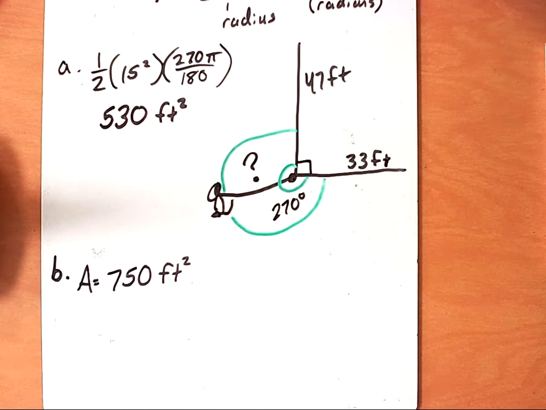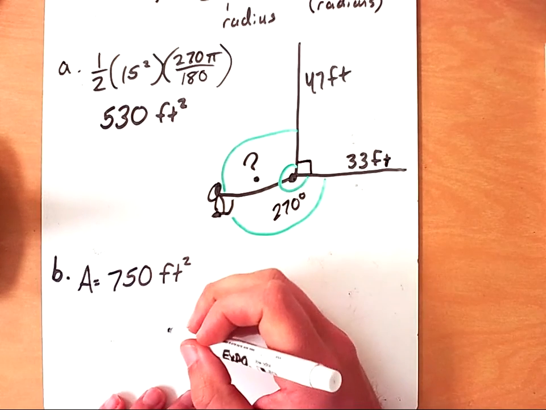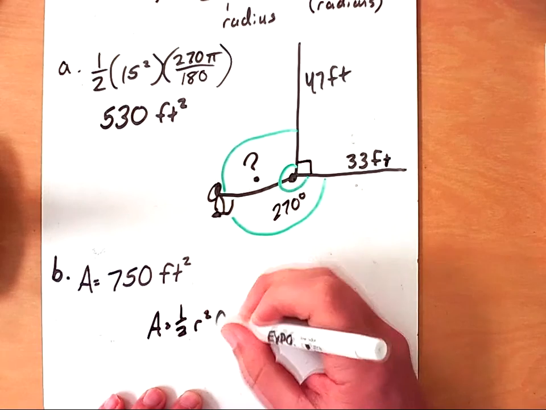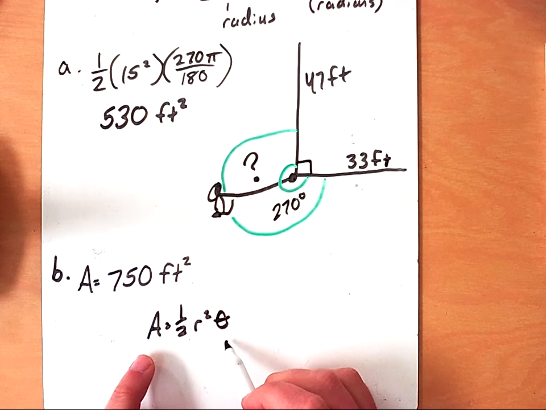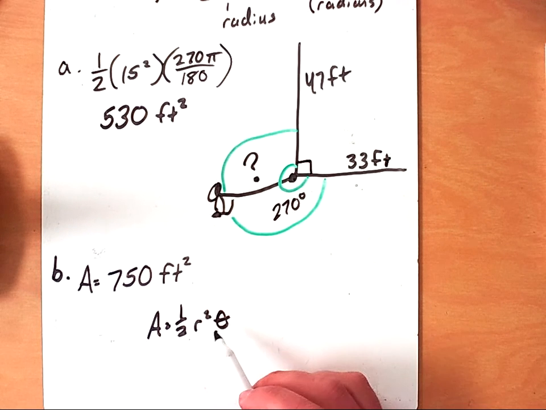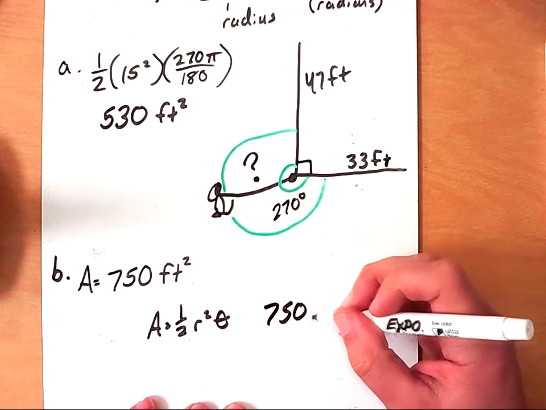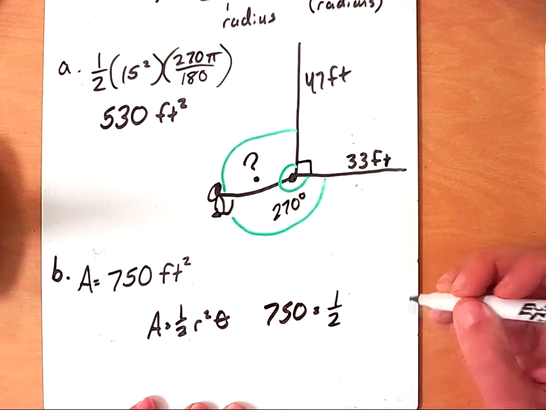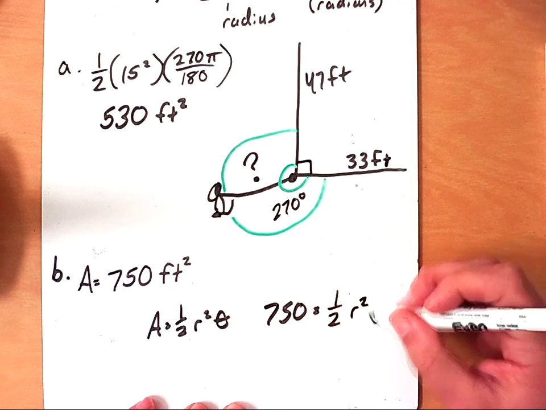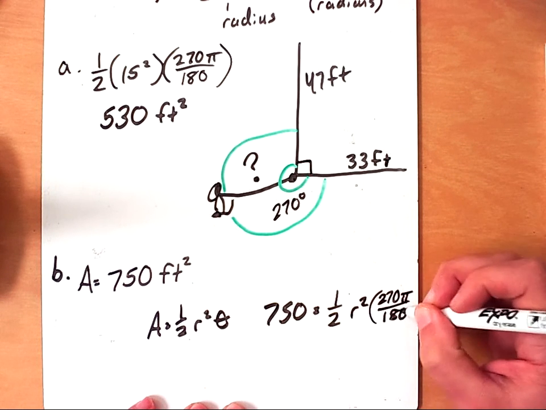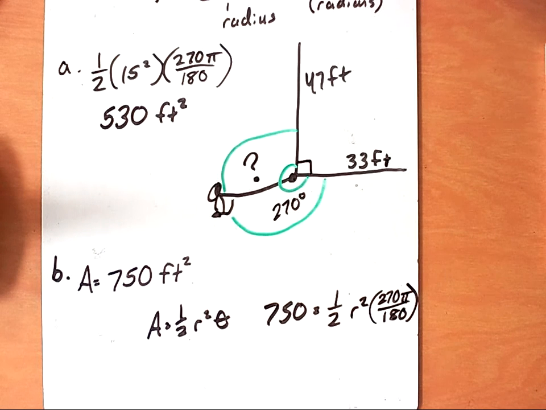So this is much like some of the problems we had in the area of the sector video a minute ago. We know that area equals 1/2 r squared theta. We have two of our three variables. We have the area and we have our central angle. So we can use these. So 750 is going to equal 1/2 r squared times 270 pi over 180. Alright, so we just need to solve for r.